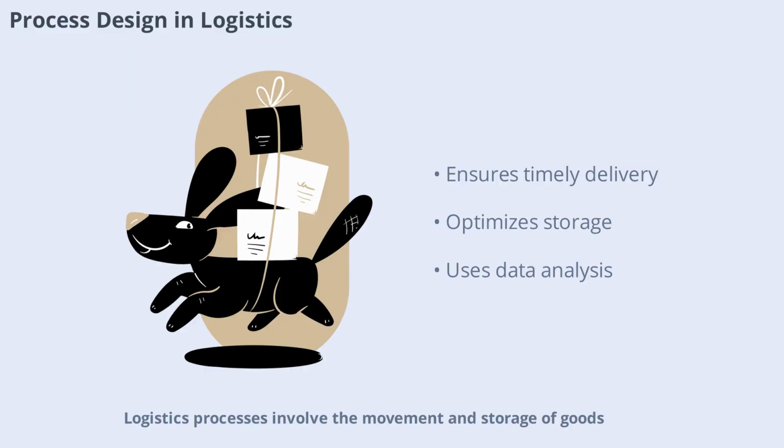Logistics processes involve the movement and storage of goods. Effective process design ensures that products are delivered on time, in the right quantity, and at the lowest cost. Use technology, data analysis, and strong supplier relationships to optimize logistics workflows.